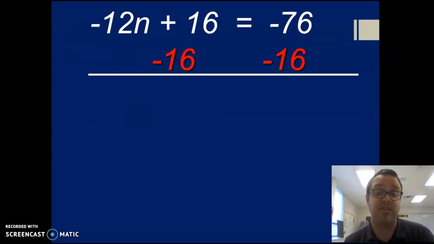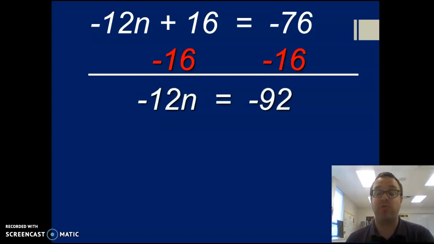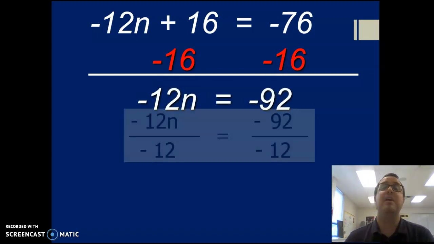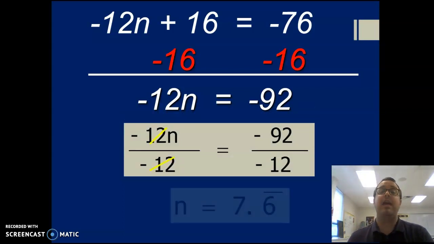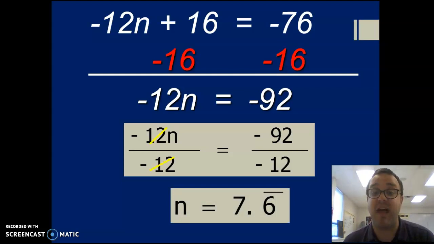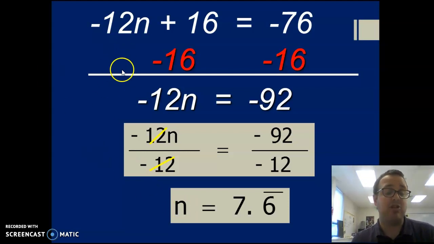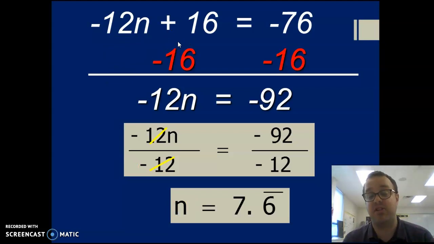So in this case, I see plus 16. I'm going to subtract 16 from both sides. I get that negative 12n equals negative 92. Then I'm going to be dividing by negative 12, canceling that out, and I'm going to get that n equals, in this case, 7 2/3, or 7.6 repeating. And I can check that answer by plugging it back in and making sure I get negative 76 on both sides, which I will in this case, and my check step works out.